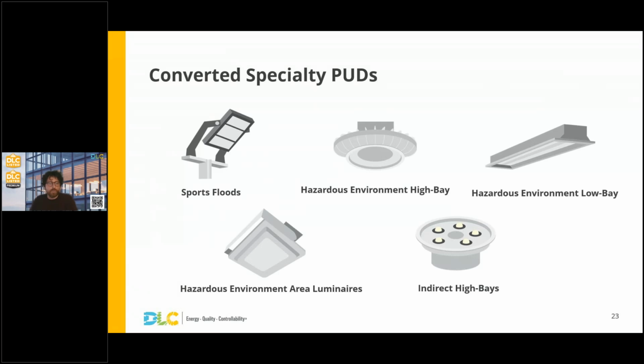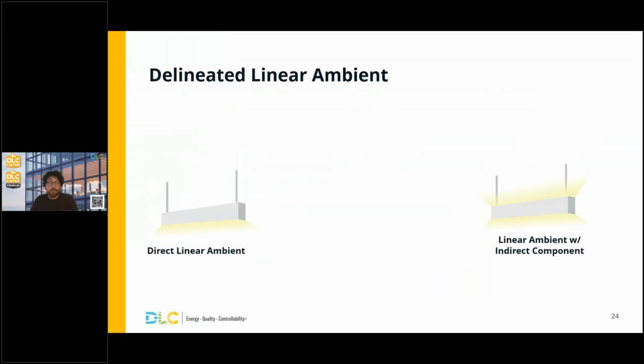On the next slide, we'll take a look at the delineation of the linear ambient general application. Currently, we offer direct linear ambient and linear ambient with indirect component as eligibility pathways. Over the years, we've received feedback from member programs that there is a need to differentiate between those linear products that are more utilitarian in nature and others that would be found in more public areas, so that incentives can be right-sized to the cost of the products. Next, in this draft, we propose adding a PUD called direct linear strip to represent those more utilitarian products.